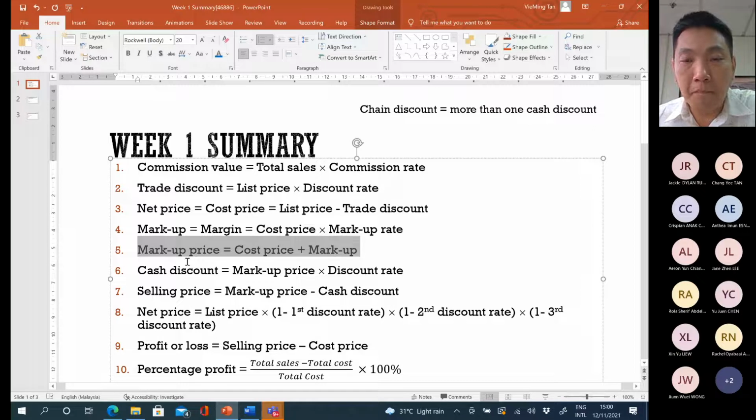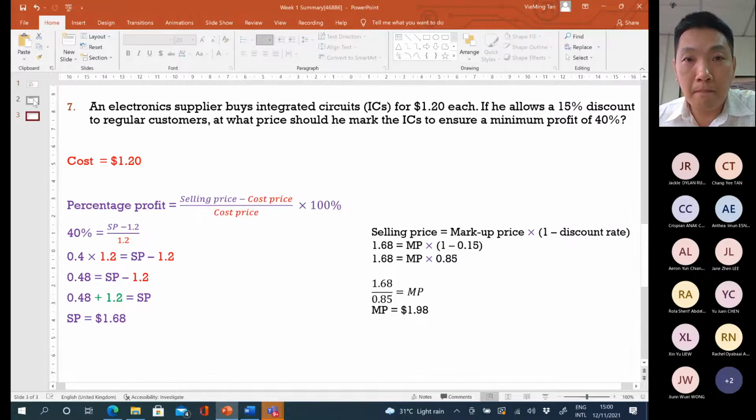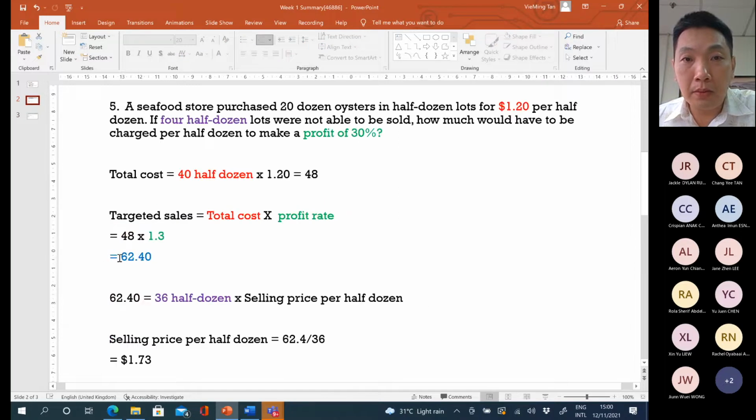Just now is 30%, right? 30% of the, let us see, markup price, 62.4. This is the markup value. So we substitute to here. Total cost is, because only 36 half dozen can be sold out instead of 40, we need to use 36 half dozen here. And then the selling price per half dozen is the one that we want to calculate.